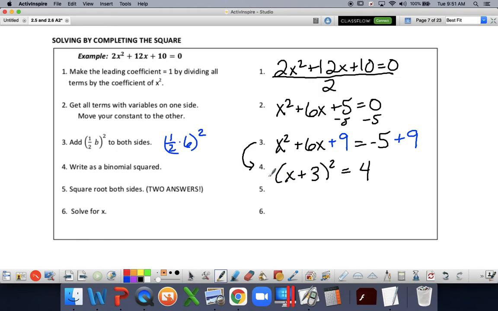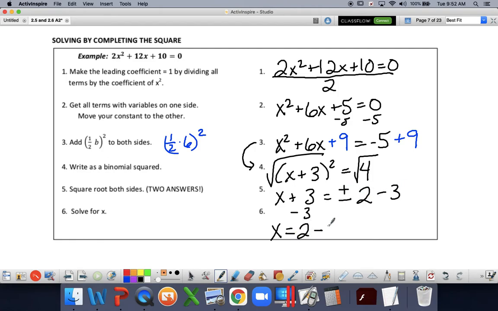Now, in order to solve this, I'm going to square root both sides. So I get x plus 3 equals positive or negative, the square root of 4, which is 2. Now last but not least, I'm going to subtract 3 from both sides. So I get x equals, now I've got to consider both my positive and negative, 2 minus 3, which is negative 1, or negative 2 minus 3, which is negative 5. So I get that my two solutions are negative 1 and negative 5.